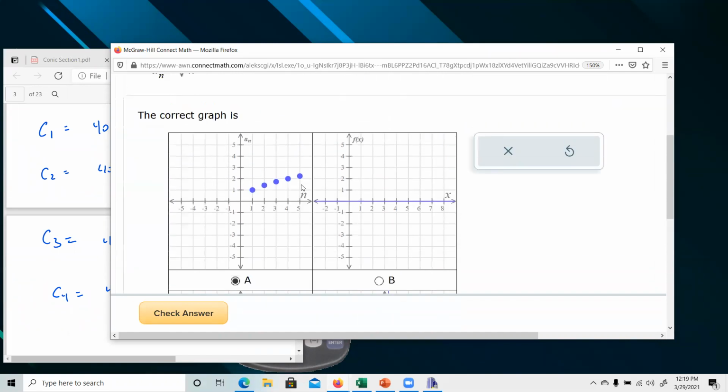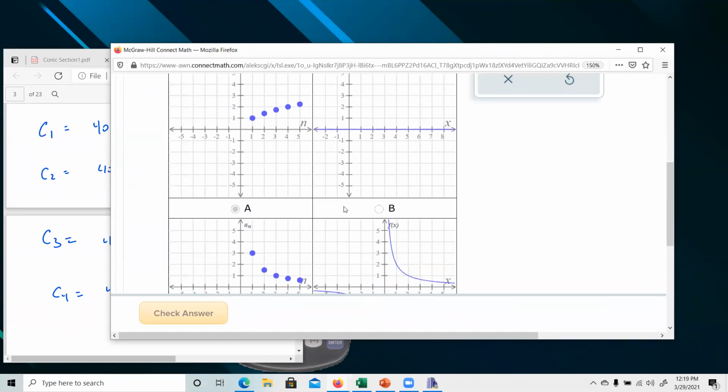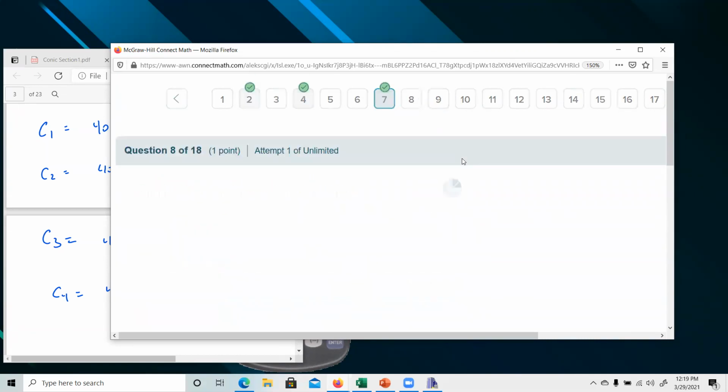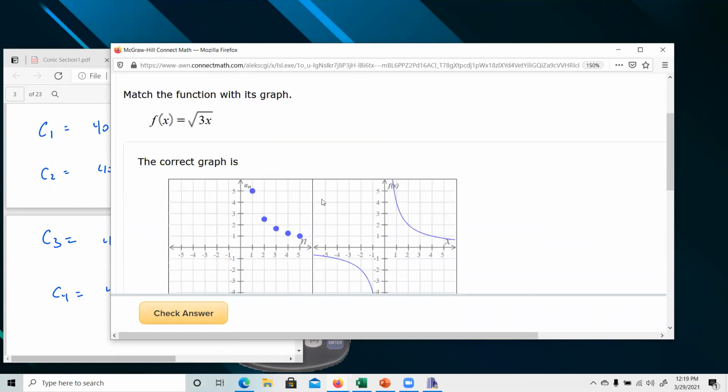Good Lord, this is like a Facebook multiple choice. It's terrible. It's like there's one good answer and everything else is completely terrible.